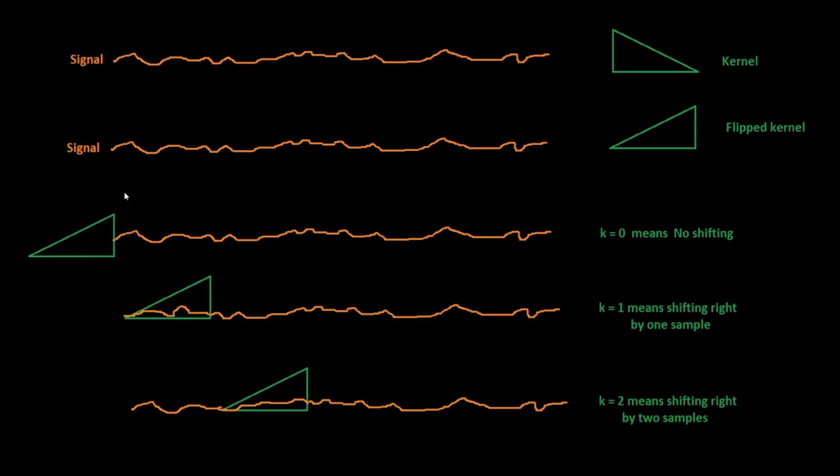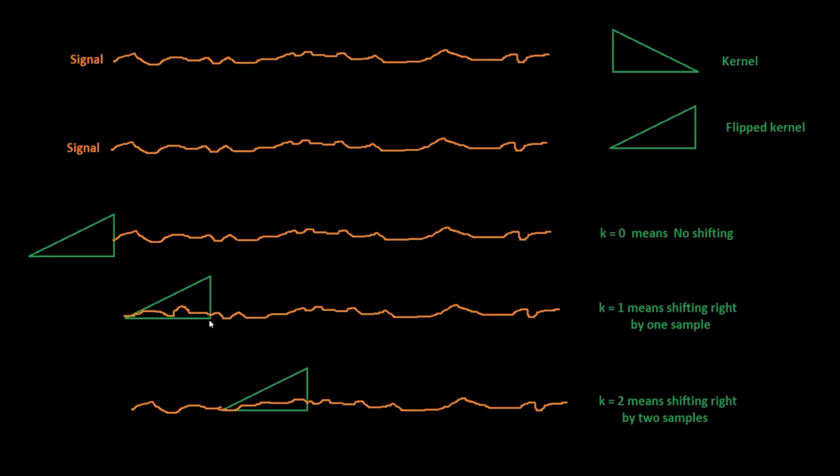The next step is multiplication and addition. Since only one sample overlaps, we multiply this single pair of samples. For example, if the value of the overlapping kernel sample is 3 and the value of the overlapping signal sample is 2, their product is 3 times 2, which equals 6. Because there is only one multiplication, the addition result is also 6. Multiplication and addition in discrete-time convolution are performed sample by sample.